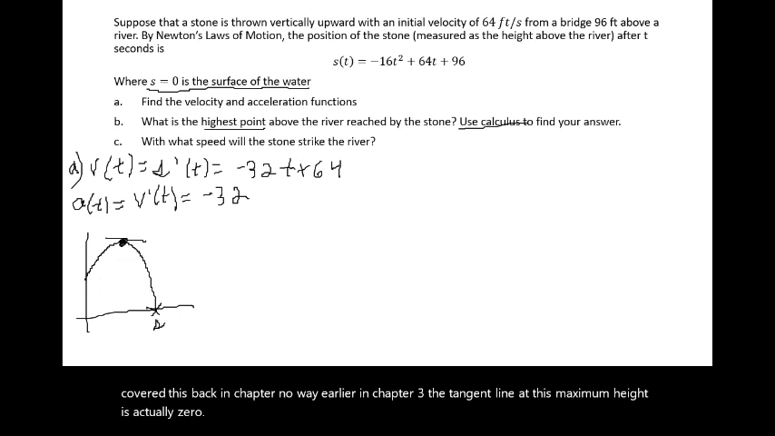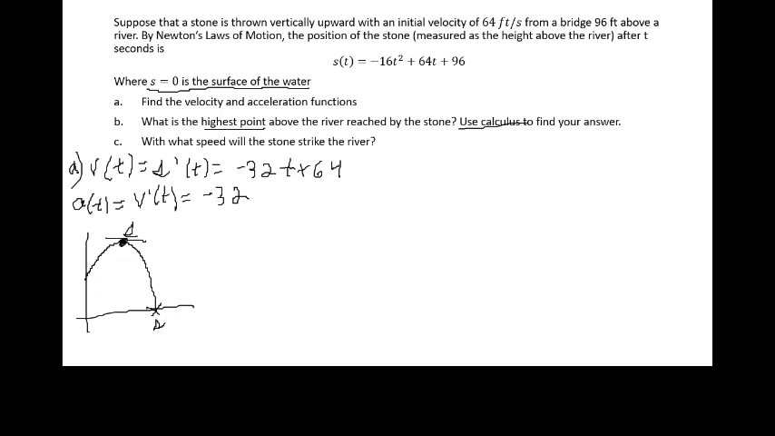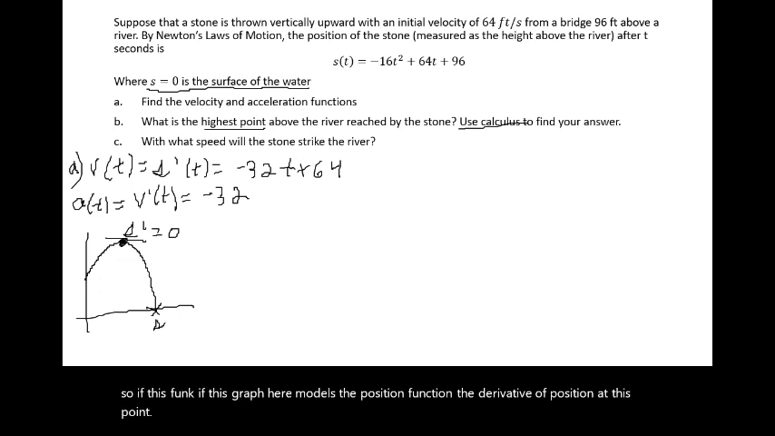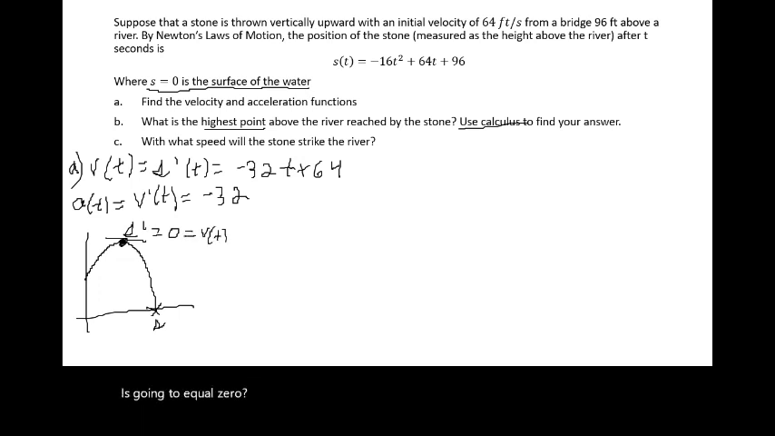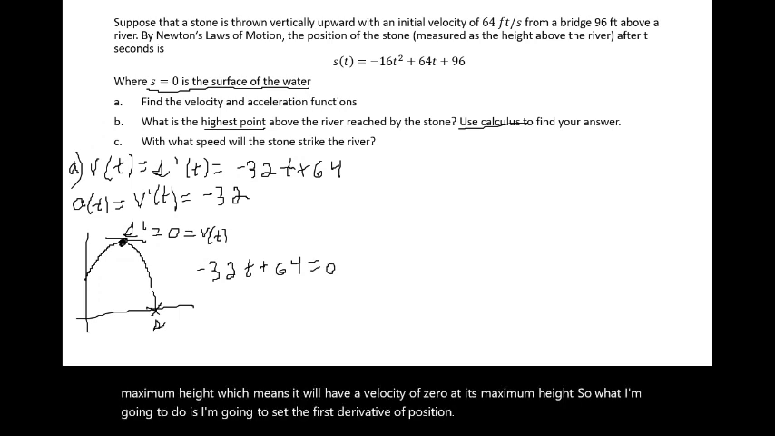So if this graph models the position function, the derivative of position at this point is going to equal 0. Derivative of position is also known as velocity. So the object will be momentarily stationary at its maximum height, which means it will have a velocity of 0 at its maximum height. So what I'm going to do is set the first derivative of position, which is also known as velocity, equal to 0, and solve for t. When you solve for t, you're actually going to get t equals 2.